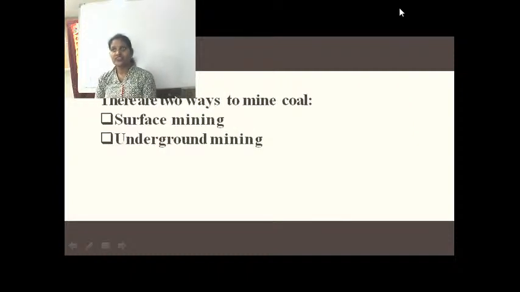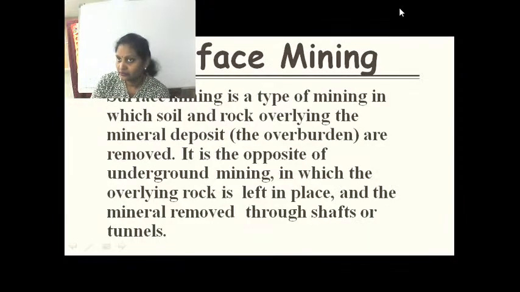Now the two ways of mining coal, that means to extract or to get the coal. The first one is surface mining, the second one is underground mining. Now here you can see surface mining. Surface mining is a type of mining in which soil and rock overlying the mineral deposits are removed. So the minerals and coal which are on the surface can be removed. It is the opposite of underground mining.